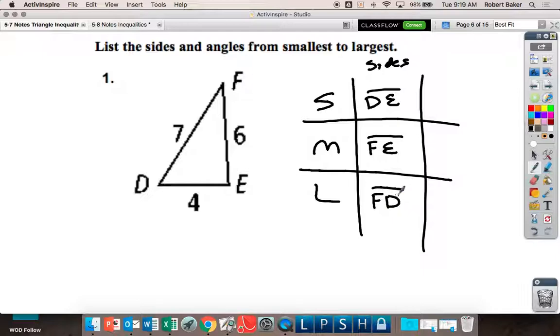Have I broken your brains? Pretty good. So now if DE is the smallest side, what is the smallest angle? Angle F. What's the middle angle? Angle D. What's the biggest angle? And you can check EFD, EFD, EFD. Nothing's repeated. Or DEF.